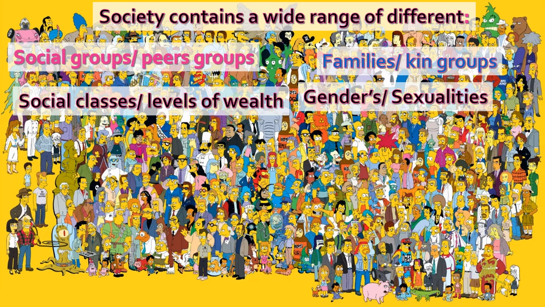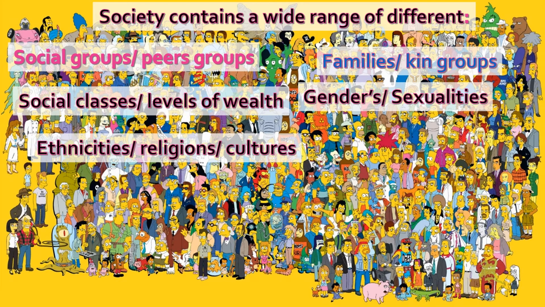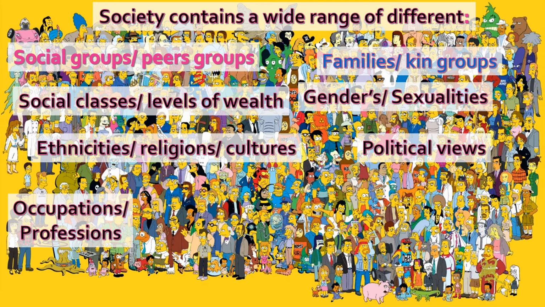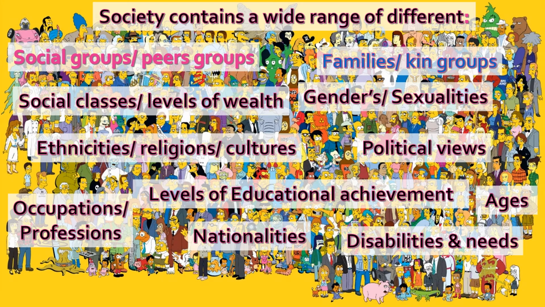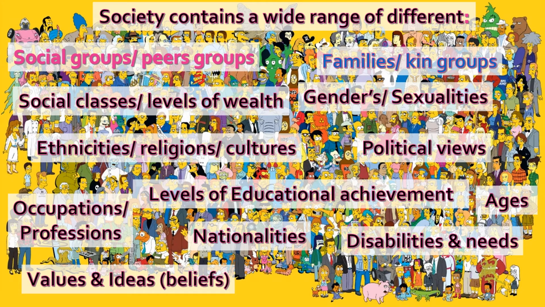You've got different genders and sexualities. Again, gender identity and sexuality are two different things, but we have quite a range of different groups. You've got different ethnicities, religions and cultures, different political views. You've got people in different occupations and professions and jobs. Levels of education differ, different age ranges, different nationalities, disabilities and needs, and last but not least, different values and ideas and beliefs. So not beliefs in the sense of religion, but beliefs about what people think are important, what they value, what they do.